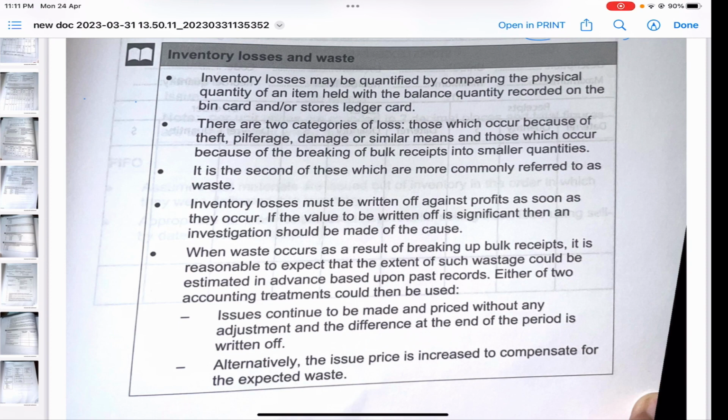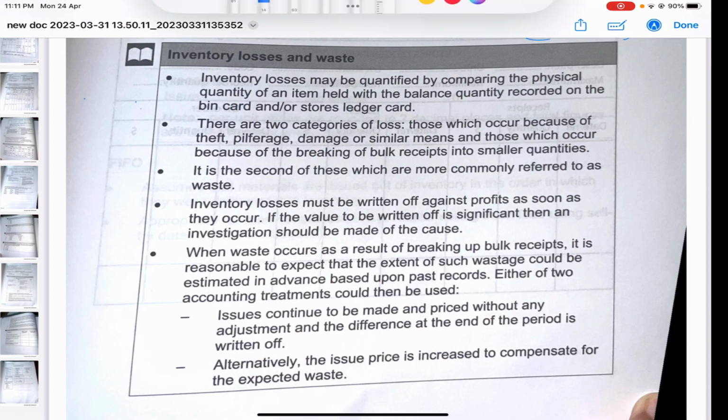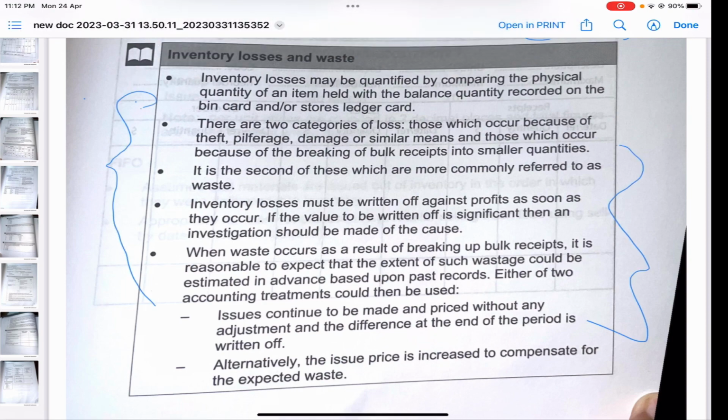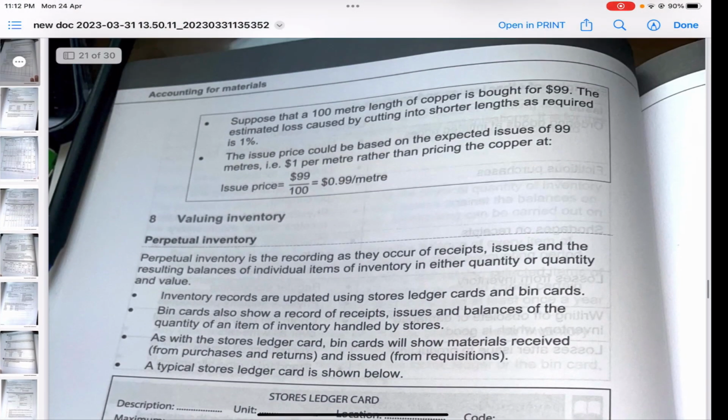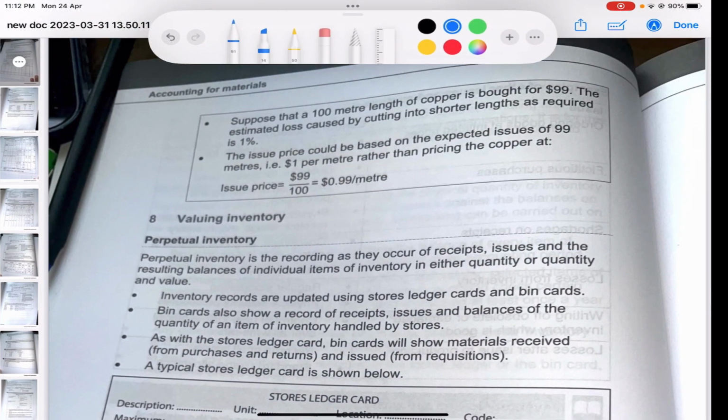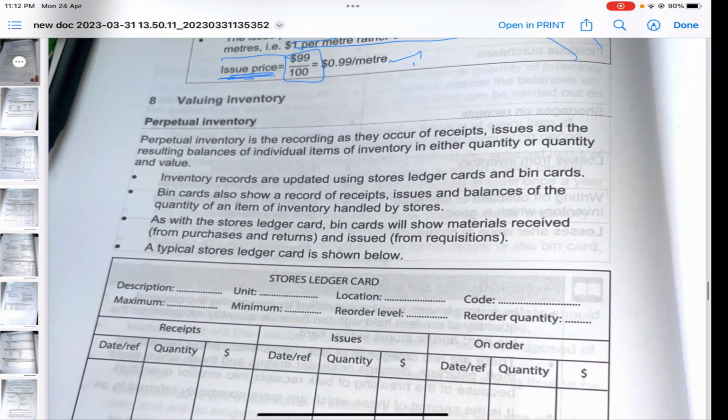Okay, inventory losses and waste. Inventory losses may be quantified by comparing the physical quantity of an item held with the balance quantity recorded on the bin card. So you can just take a look at this. We've anyway discussed this. It's related to the inventory losses. Suppose that a 100-meter length of copper is bought for $99. The estimated loss caused by cutting into shorter lengths is 1%. The issue price could be based on expected issues of 99 meters, $1 per meter, rather than pricing the copper at issue price 99 divided by 100. So you need to take into account the losses which might happen.